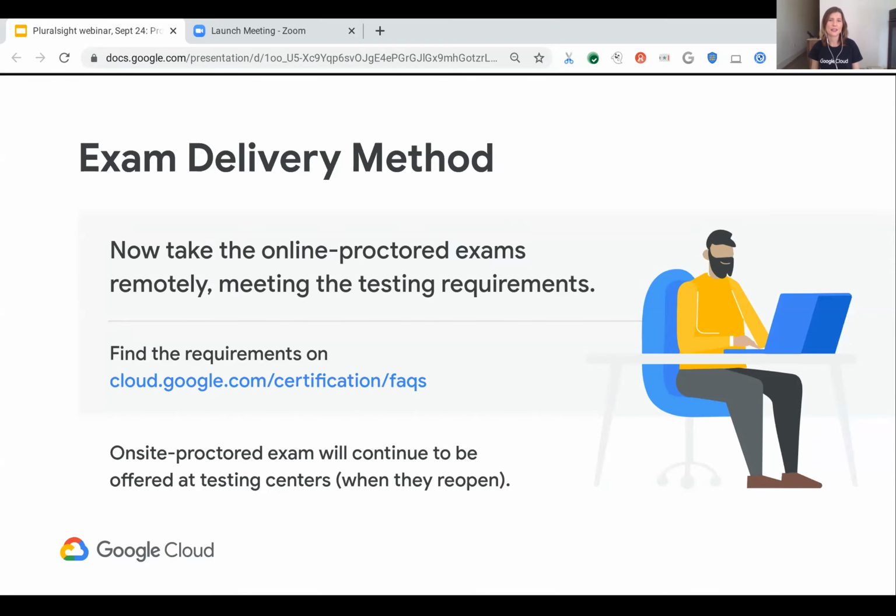And in both cases, whether you are approaching your exam in person in a testing center or remotely at home, we strongly recommend that you book your exam in advance to assure that there is availability.